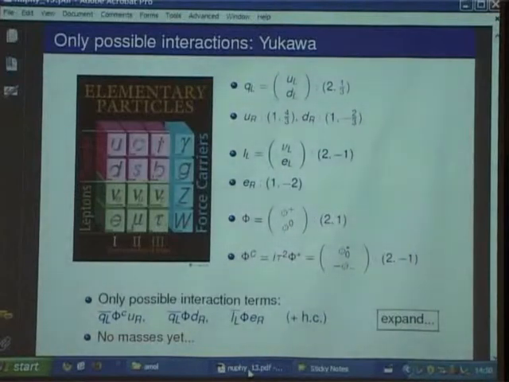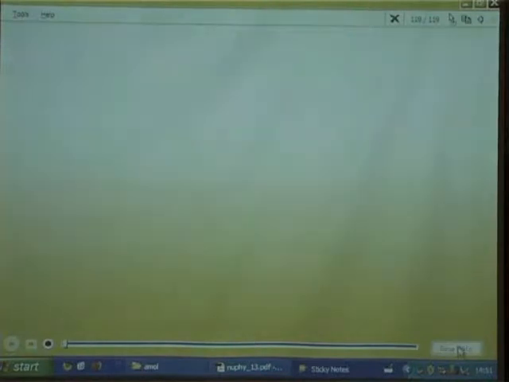So now we'll go through all these combinations and try to say which ones actually work. Of course there are lots of things that we can try, but it turns out that only a few of them work. So I'll tell you which are these. Firstly, let's start with this: L bar phi E_R. Let's see what that means.